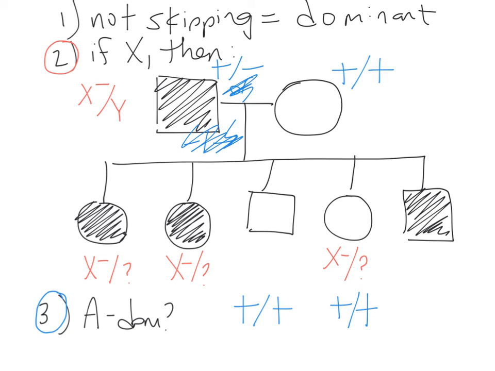Right. How would he have unaffected kids if he doesn't have the ability to pass a wild type allele on to them? So these plus kids down here had to get a plus from their mom and a plus from their dad. So we know he must be a heterozygote, if this is autosomal dominant. And so far everything is consistent. So we've been able to come up with genotypes that match the phenotypes that we see in the pedigree.